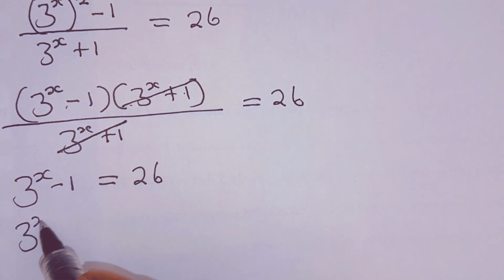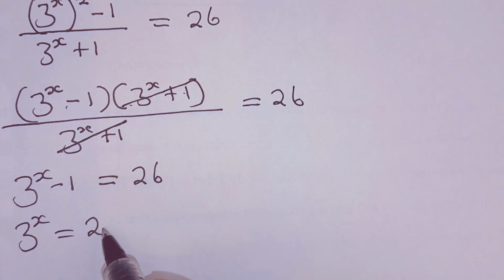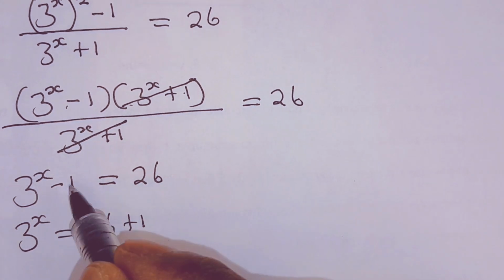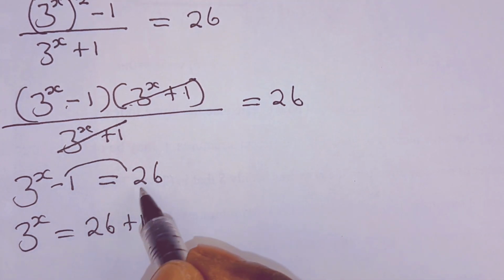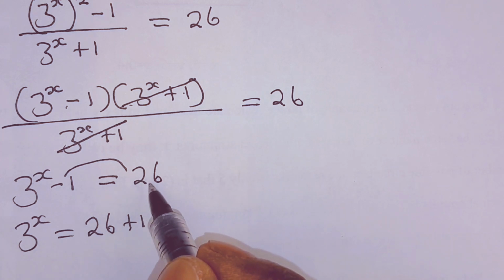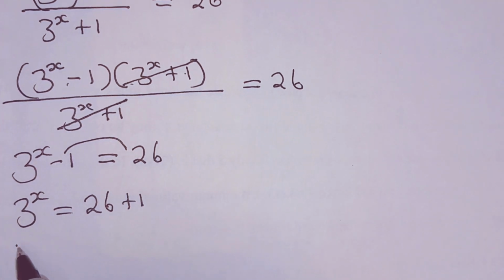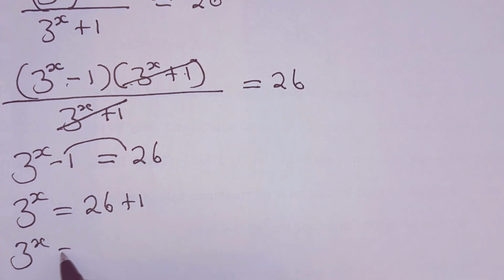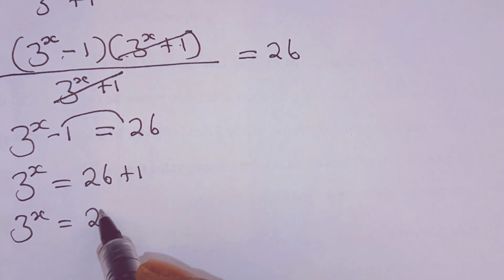Now from this step we can collect the like terms. Then 3^x is equal to 26 plus 1. When this negative 1 crosses this equality sign, it will become positive. Therefore we have 3^x is equal to 27.